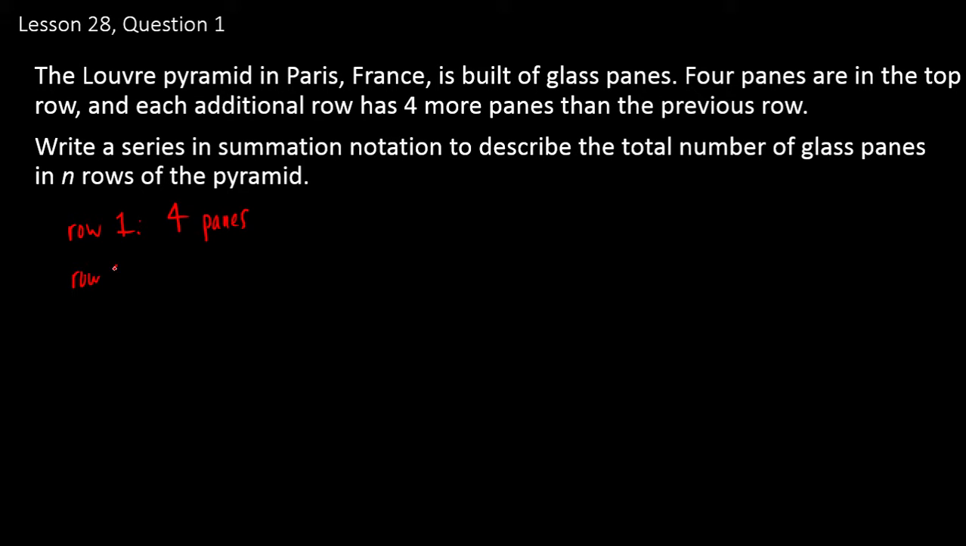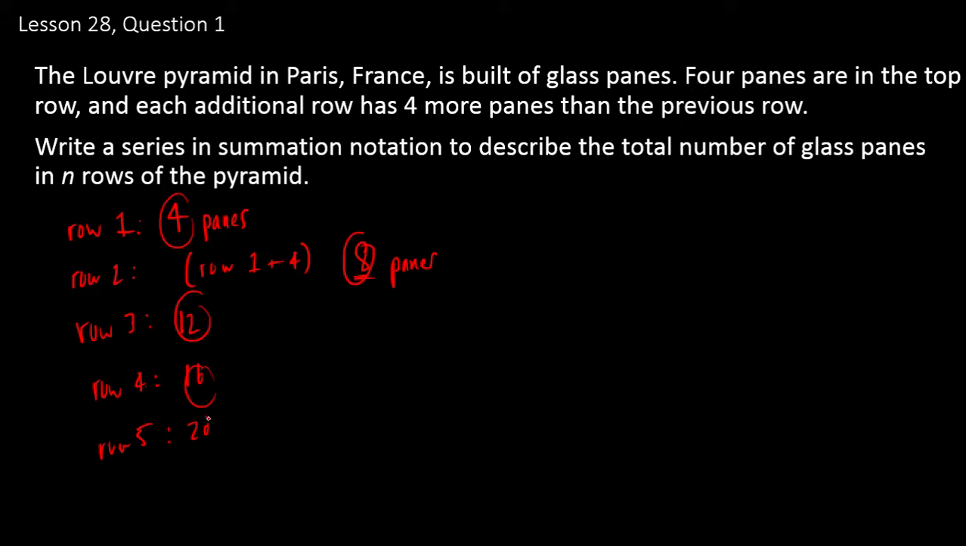So row 2 has row 1 plus 4 panes, right? So row 1 had 4 panes, 4 plus 4 is 8, so row 2 has 8 panes. Row 3 has 8 plus an additional 4, which is 12. Row 4 then would have 16 and so on, right? Row 5 would have 20. So each time to get from one number to the next, we're adding 4. And we need to write a series in summation notation to describe this.